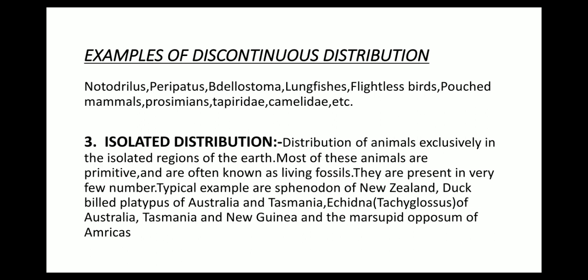From a conservation point of view, they are very important because any change in their habitats could lead to their extinction. Typical examples are Sphenodon of New Zealand, duck-billed platypus of Australia and Tasmania, Echidna of Australia, Tasmania and New Guinea, and marsupial opossum of the Americas.